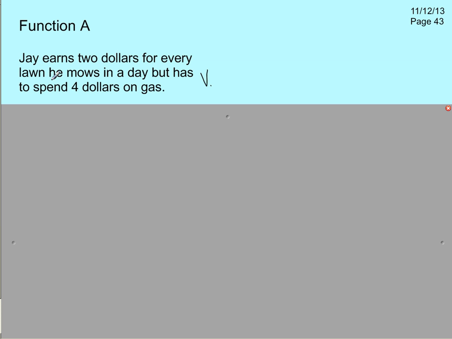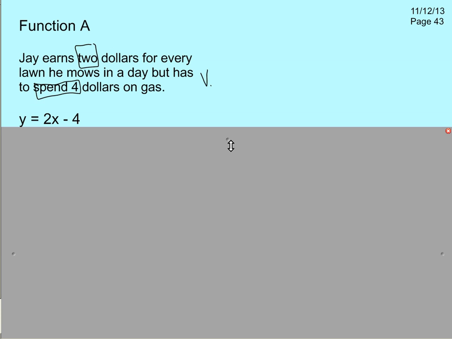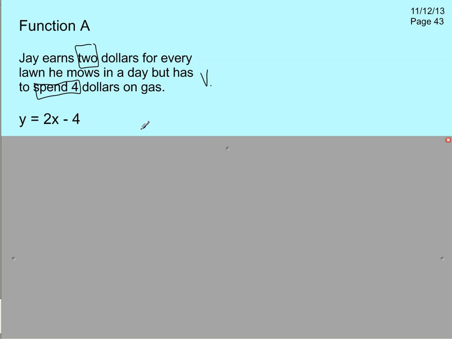And so we have Jay earns $2 for every lawn he mows in a day, but has to spend $4 on gas. All right? So a verbal description explains a relationship between mowing lawns and how much money that Jay has. If we then write that algebraically, we can see the relationship between this equation and the verbal description.